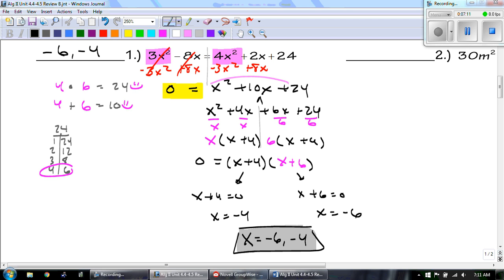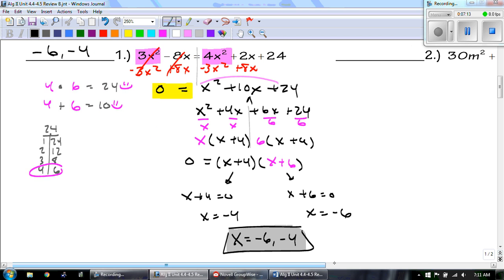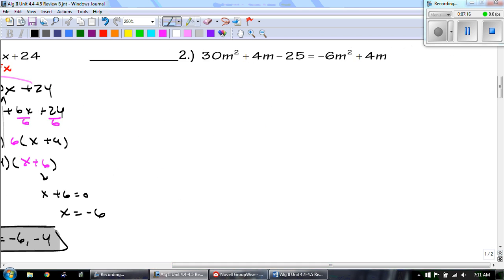Okay. All right, next one. All right, look at your leading coefficients. And once again, we're going to move the smaller one.